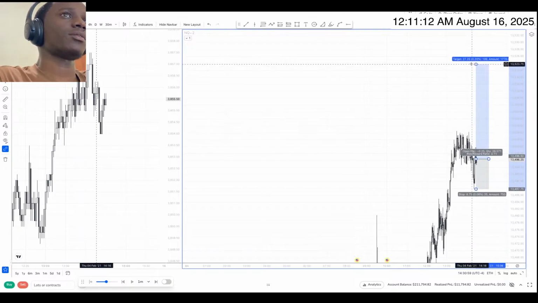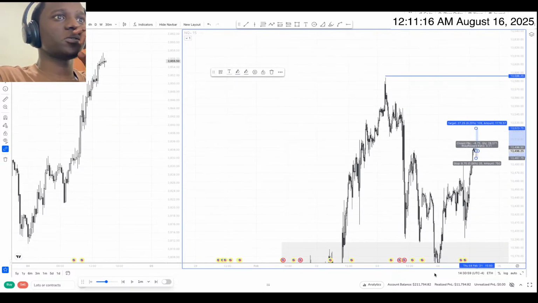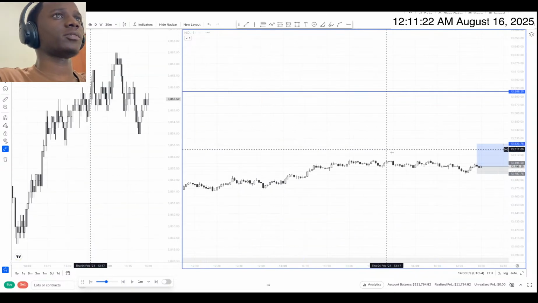Take it to 3R. What's the target? Let's check the 15 or the 5. It'll still be somewhere here. Where are these highs? Let's see what happens.